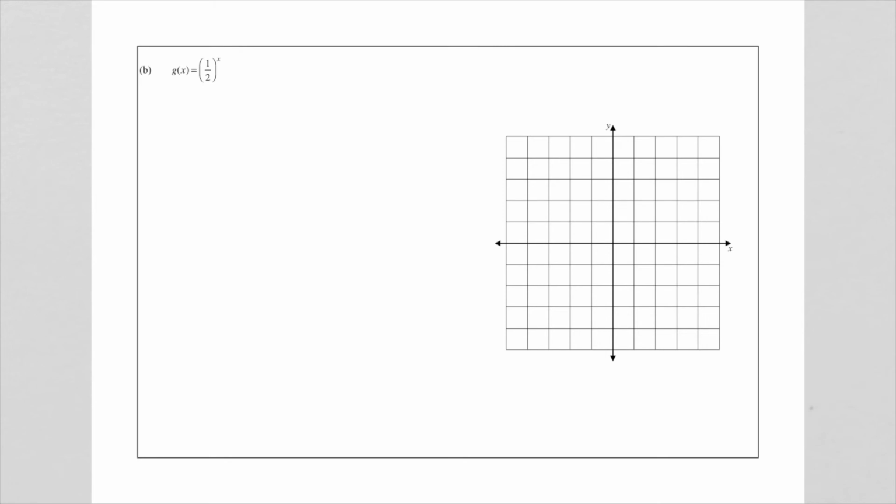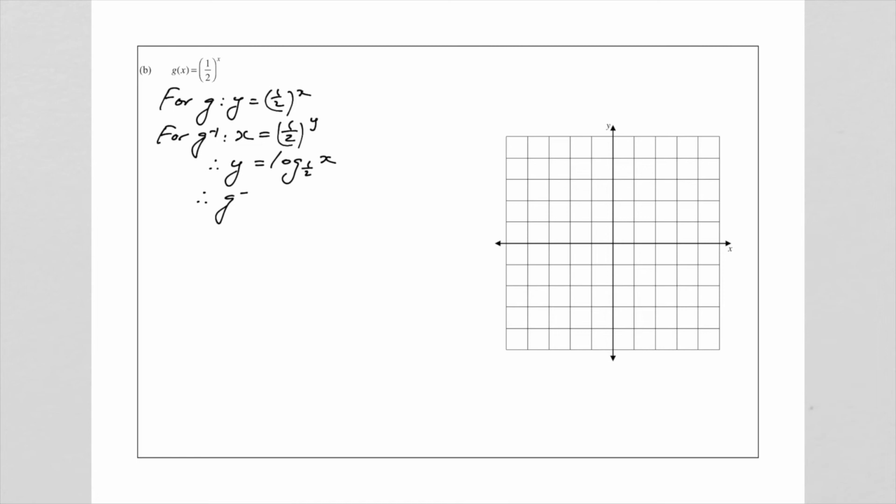So we're going to say that for g, y is equal to 1/2 to the x, and then we say for the inverse, x is equal to 1/2 to the y. And that means we can now write it as y equal to, and this will be a log function again with a base of 1/2. And we can now say that the inverse of g is the function log x base 1/2.